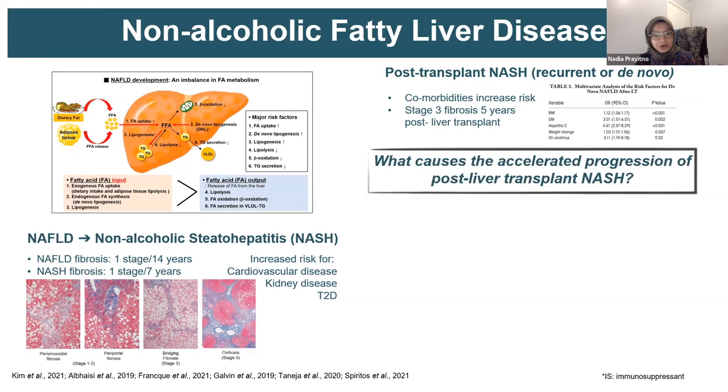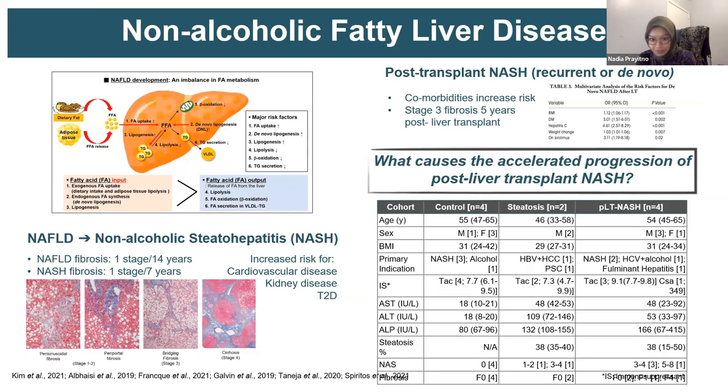Next. And so our lab basically wanted to answer the simplest question, which is what exactly causes the accelerated progression of post-liver transplant NASH? And so for this, we identified several patients at our transplant center who fit three different categories. That is post-transplant control, those who are receiving liver transplant but do not have post-transplant NASH. We have post-transplant steatosis as well as post-transplant NASH. And so basically these are patients who received liver transplantation and then present post-transplant NASH, whether de novo or recurrent. If you take a look at the age as well as the BMI across the different groups, it is roughly similar. And so these are pretty similar groups, but they do differ in other characteristics as listed here.